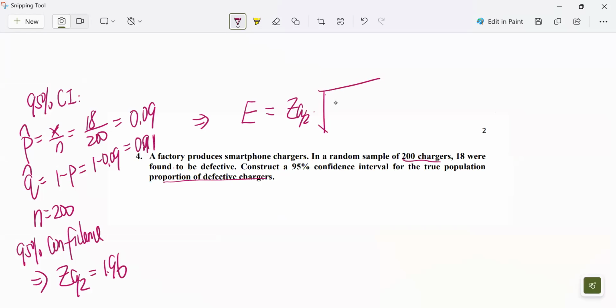You had over sample size. So it's going to be 1.96 times the square root of 0.09 times 0.91 over 200. And that will give us the margin error. One more time, I'm going to get it done in Excel.